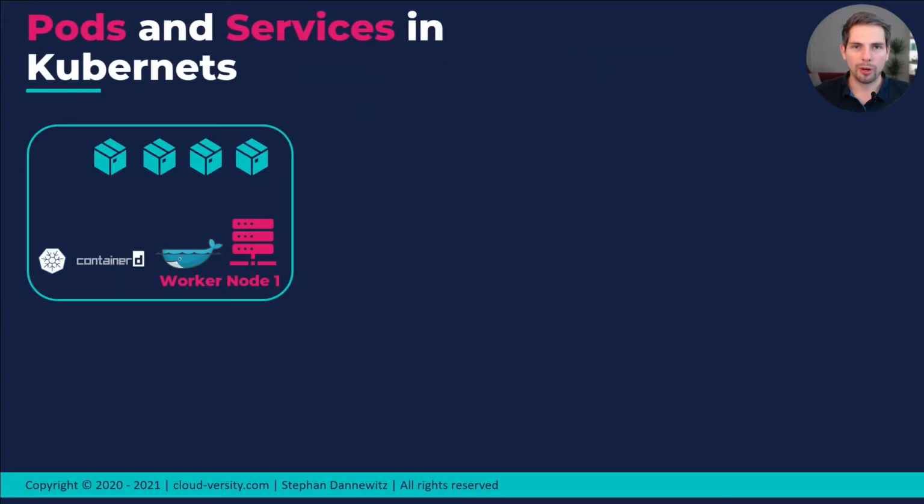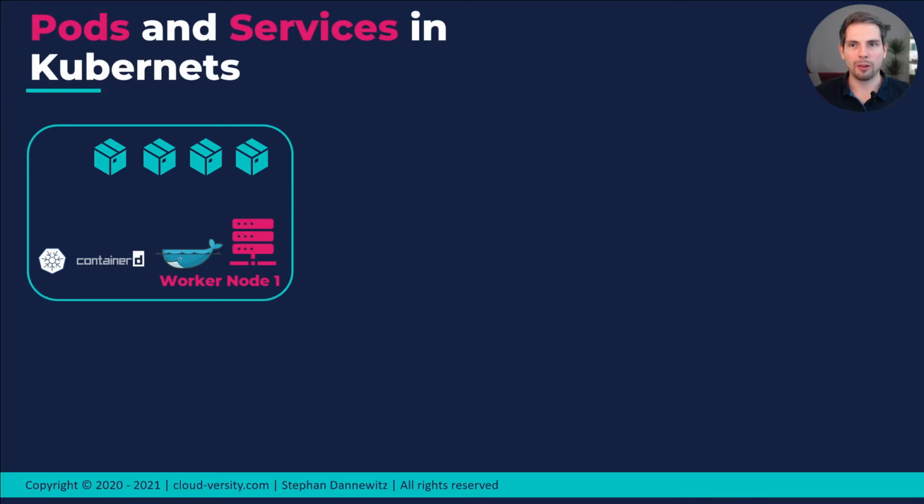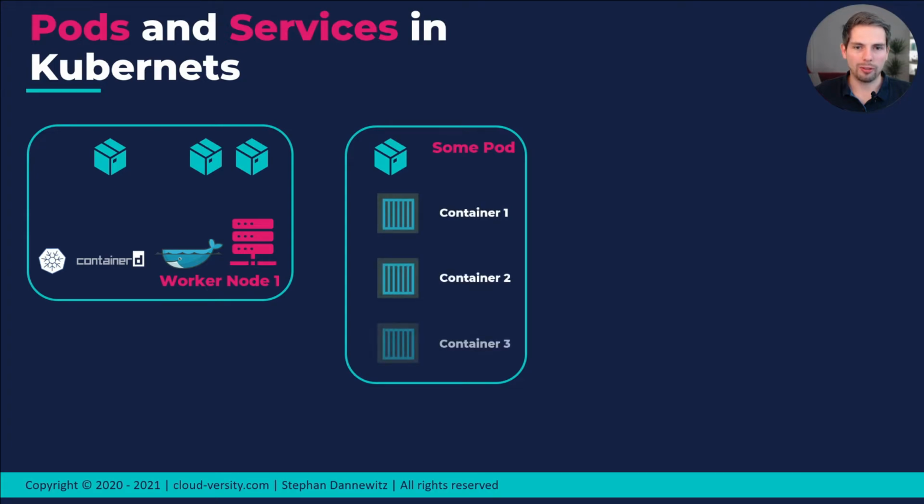I used the word pod and services multiple times, and now I want to explain what those terms actually mean. So here we have our worker node again. And on the worker node are running pods, because it's the smallest unit in Kubernetes. So what actually is a pod?